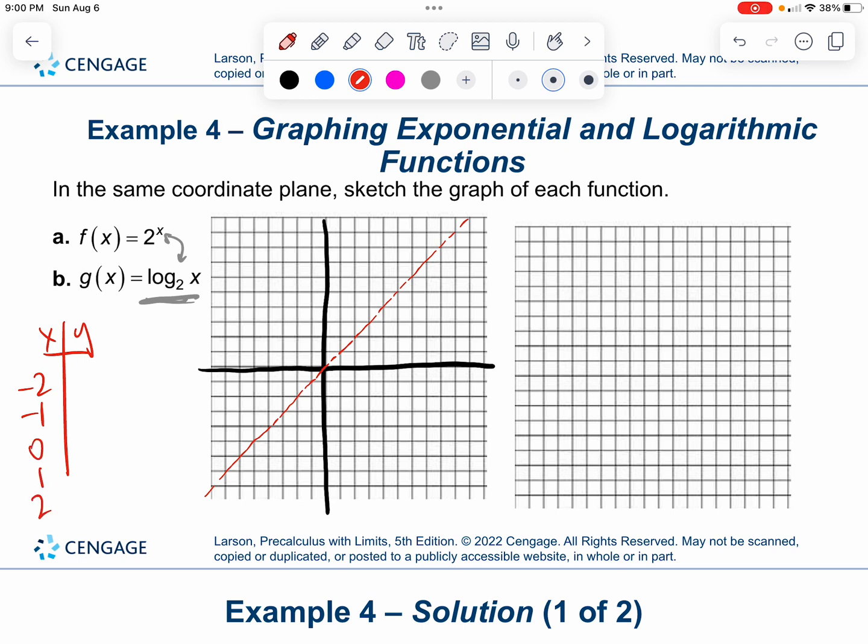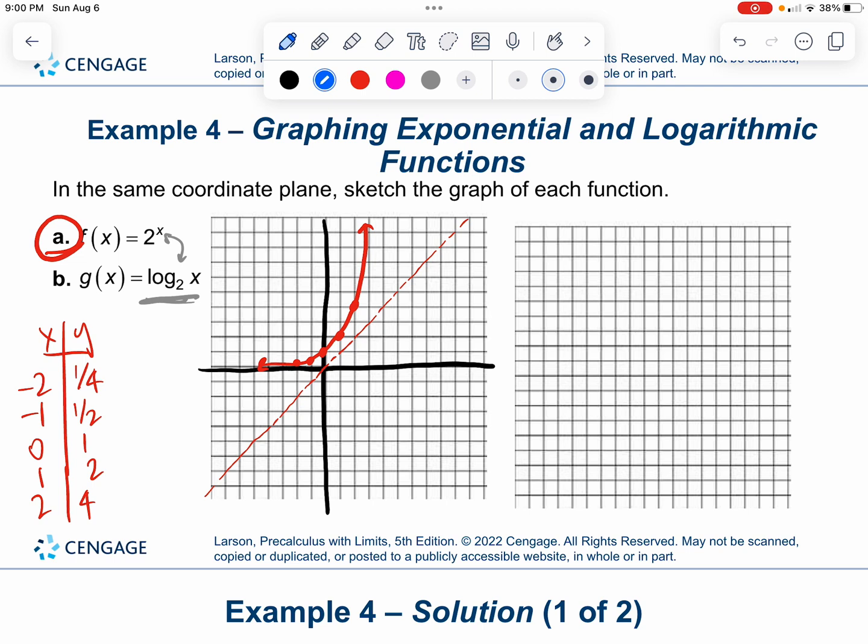2 to the -2 would be 1/4. 2 to the -1 would be 1/2. 2 to the 0 is 1. 2 to the 1 is 2. And 2 to the 2 is 4. So -2, 1/4. -1, 1/2. 0, 1. 1, 2. 2, 4. So this is the graph of 2 to the x. That's in red. All right, now I'll switch to blue.